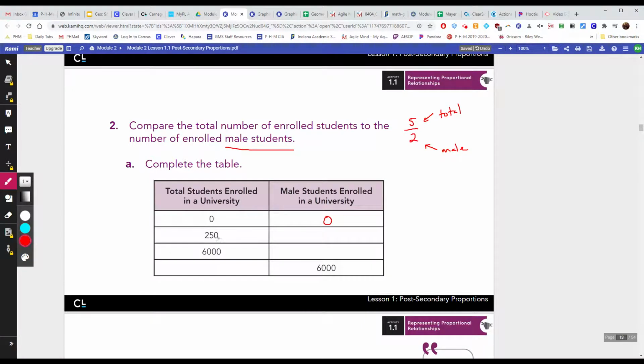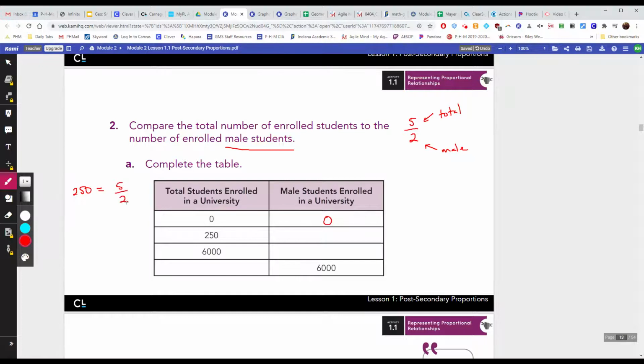If there's 250 total, well, we have some work to do to figure out the number of male students. So that's where this ratio is going to help us. So if there are 250 total, and we know that it follows this ratio of 5/2.